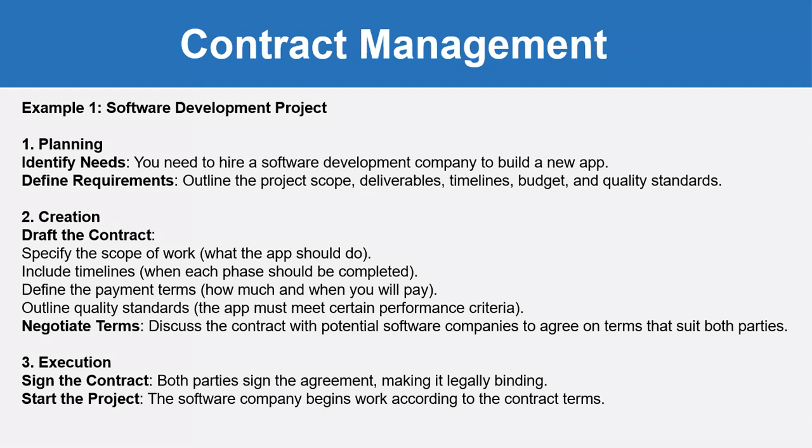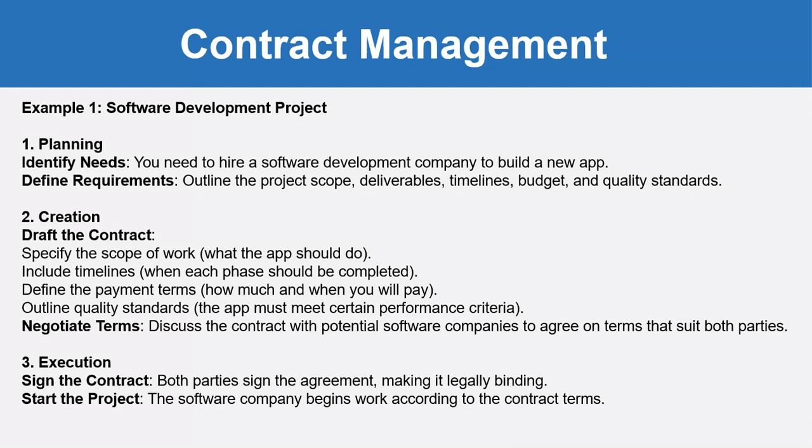Then you will draft the contract, means specify the scope of work, that is what the application should do. Then include the timeline, means when each phase should be completed. Define the payment terms, that is how much and when you will pay to the contractor. Then outline the quality standards, means the app must meet certain performance criteria. Negotiate the terms, means discuss the contract with potential software companies to agree on terms that suit both parties.